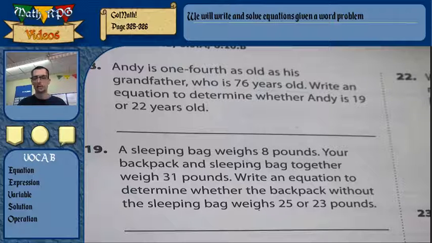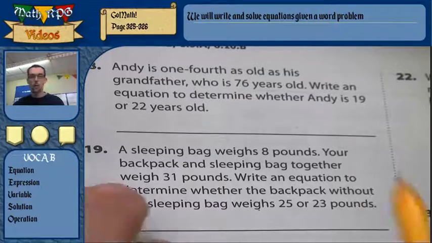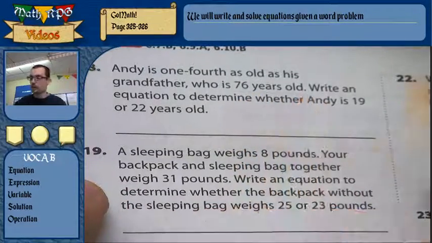So question number 18 reads, Andy is 1/4 as old as his grandfather, who is 76 years old. Write an equation to determine whether Andy is 19 or 22 years old. Okay, so an equation, remember, an equation has an equal sign in it, so I know that much so far.